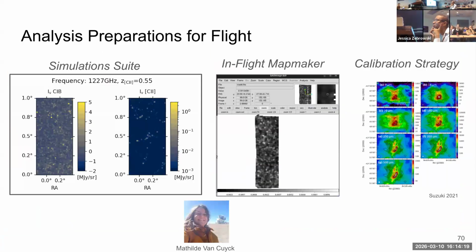There's also been a bunch of analysis preparation for flight. So Miss Van Kreuk is here at the NCSA as well, working on a simulation suite and our in-flight map maker, as well as thinking a little bit about our calibration strategy. Make sure that we have as successful a flight as possible and can check while we're flying, do we see maps, do we see sources in the sky?